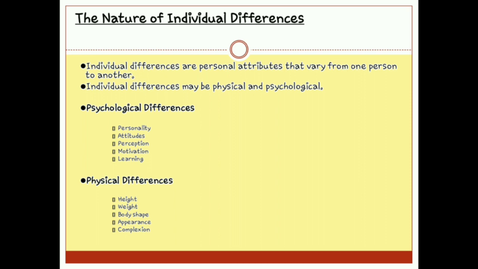Next one is nature of individual differences. So the individual differences are personal attributes that vary from one person to another person. So individual differences may be physical and psychological. So the psychological difference is the person's personality, their attitude towards the people as well as the organization, their perception, their motivation and their learning. So the physical difference means their height, their weight, the body shape, the appearance and the complexion.